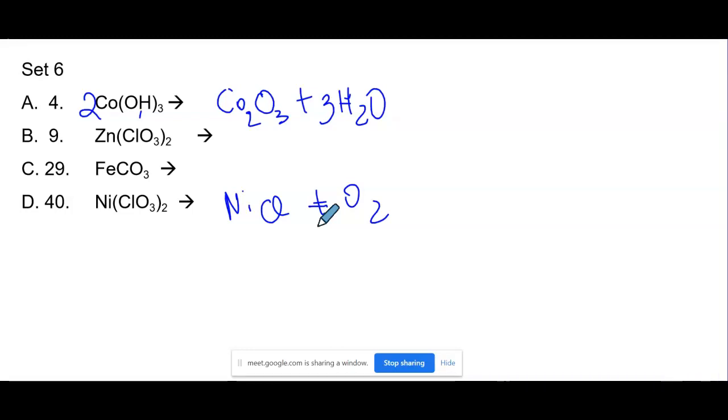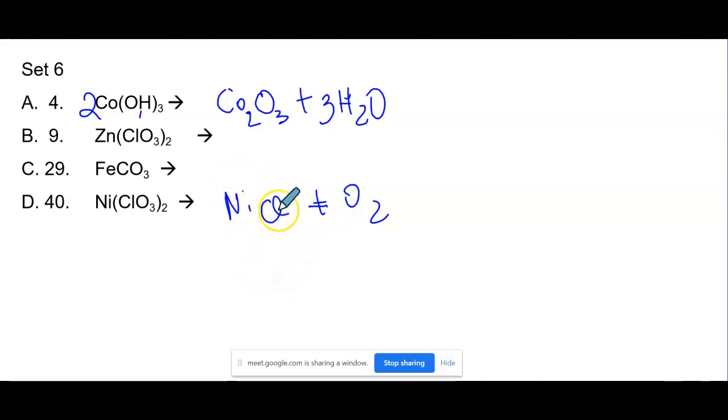Does that part make sense? How I know it's nickel on the decomp list? Because when there's only one thing before the arrow, the only thing it can be is a decomp. So it's X with Cl plus an oxygen. Okay, does that make sense so far?